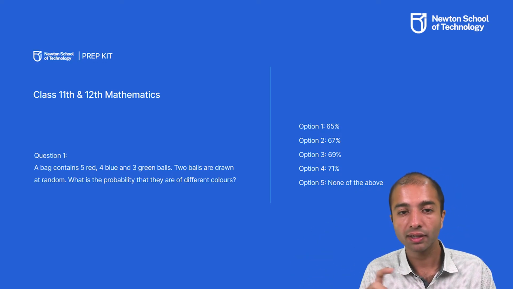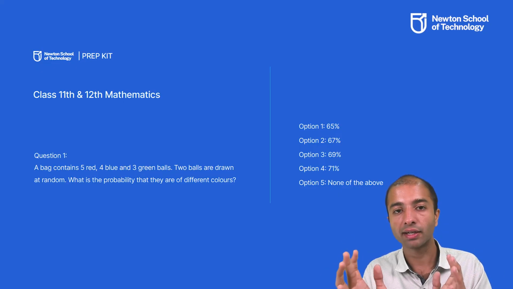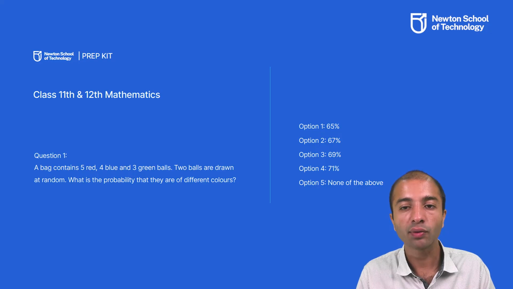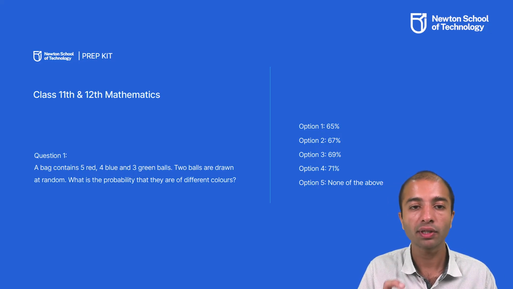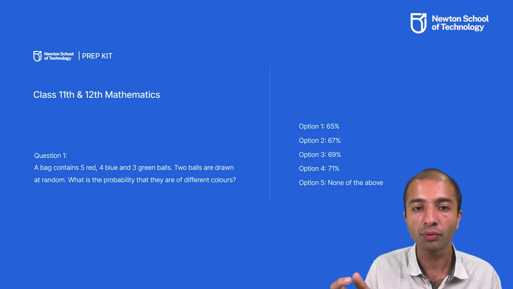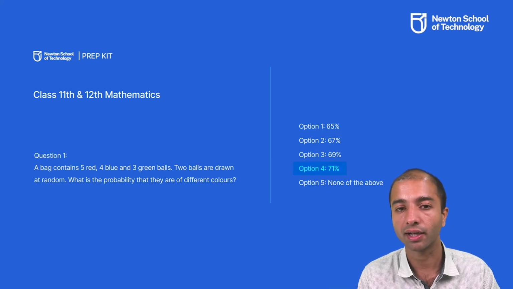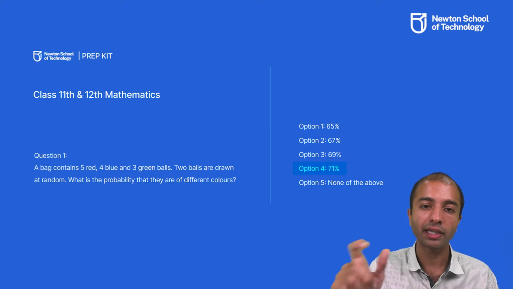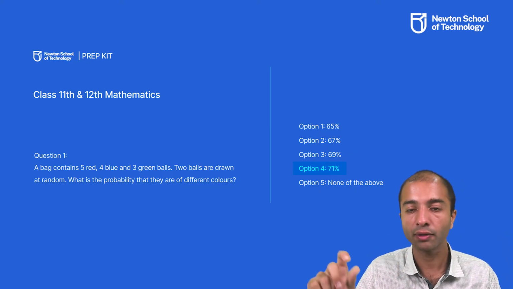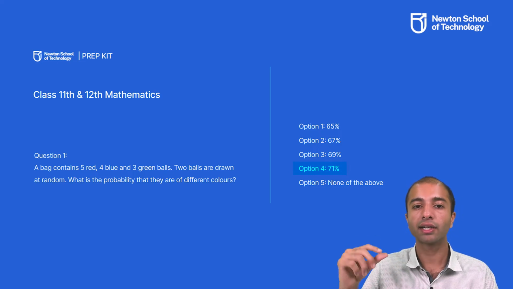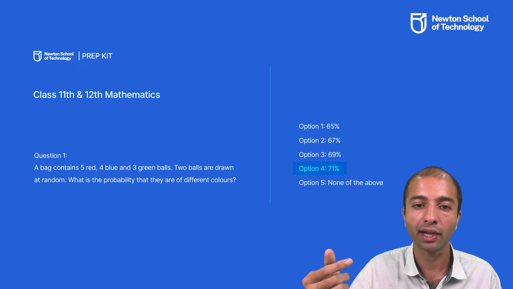Now we'll subtract this entire amount from 1, which would give us the probability that we need here. If we calculate the exact number, it would come to around 71.2, which we can roughly round off to 71, and option 4 is the correct answer here. This is an easy question of probability, but there is also a calculation associated with it, and hence it is added here. In the actual exam, the complexity might be slightly higher than that.